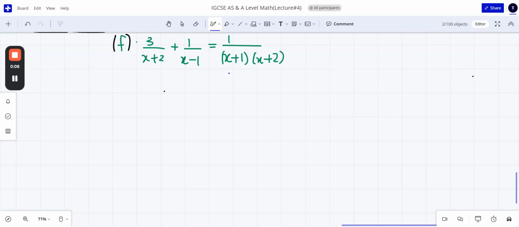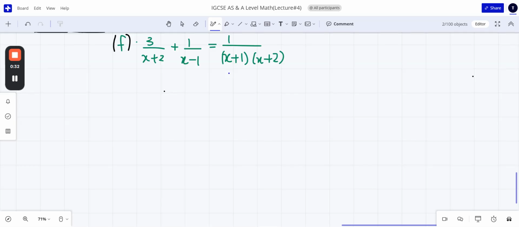Part F is 3 over x plus 2 plus 1 over x minus 1 equals 1 over (x plus 1) into (x plus 2). So here we have fractions on both sides of the equal. A rational equation, we need to convert first into the quadratic form. Then we can apply the factorization method.